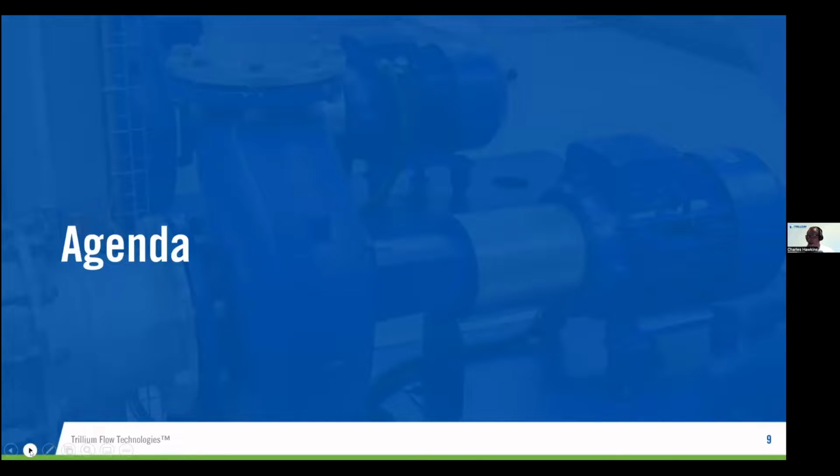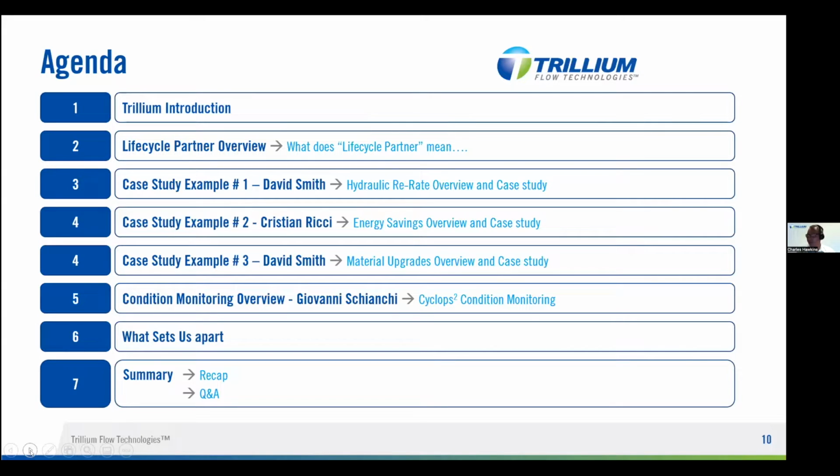So our focus today is around the possibilities of re-rating and optimizing pumping equipment. As you can see on the agenda, David will take us through a look at hydraulic re-rates. We'll then ask Christian to give us an overview of an energy saving piece of work that he and the team have been involved in. Giovanni will be demonstrating our Cyclops² condition monitoring system. And at the end, we'll have a quick recap and a chance for any questions and answers.